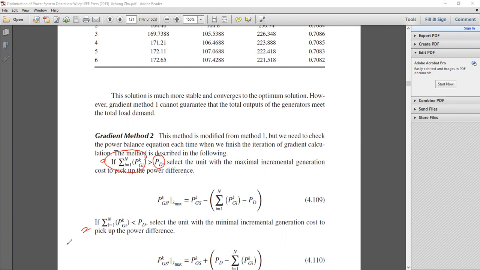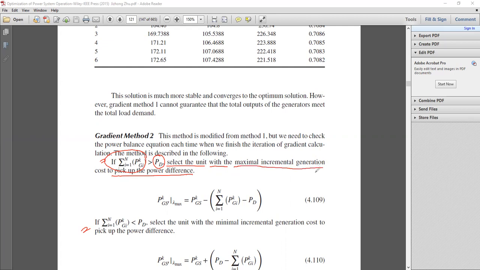So what you would do, you would select a unit among your available units to pick up the power difference. Okay, so that means what? You're looking for a unit with maximum incremental generation.